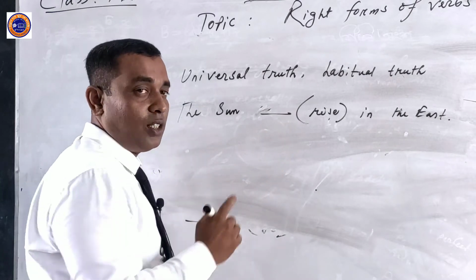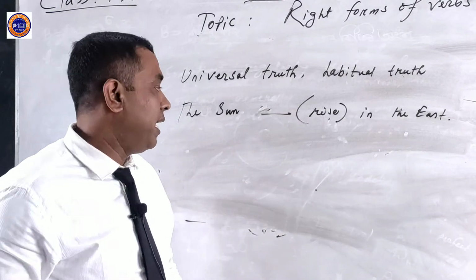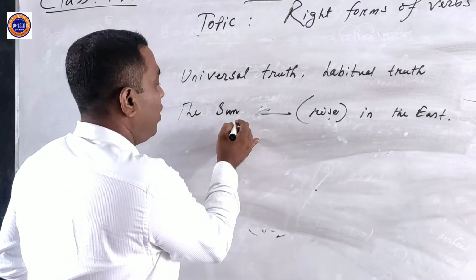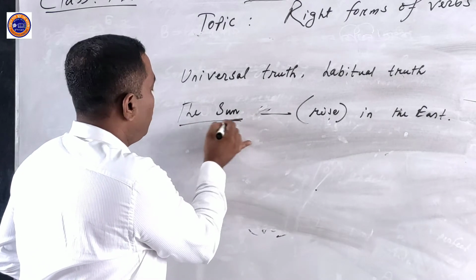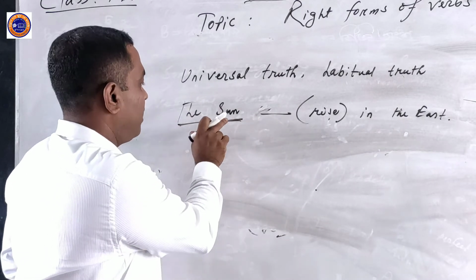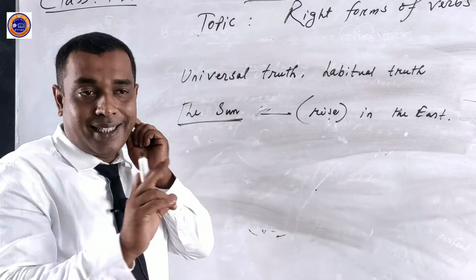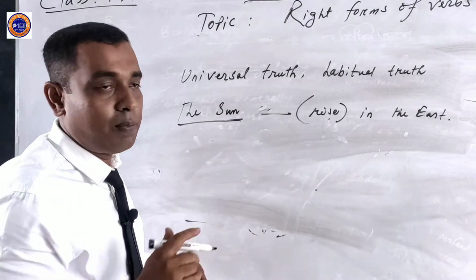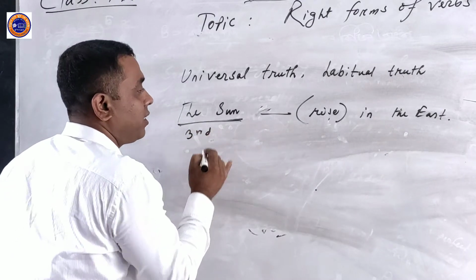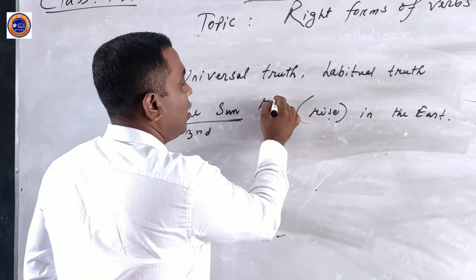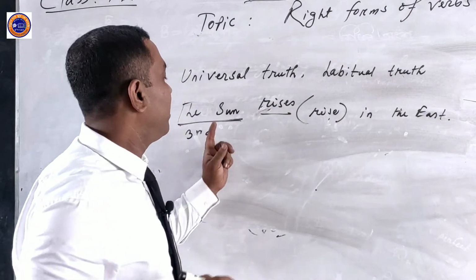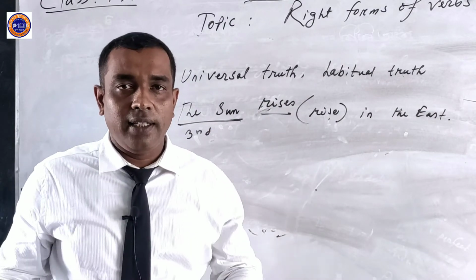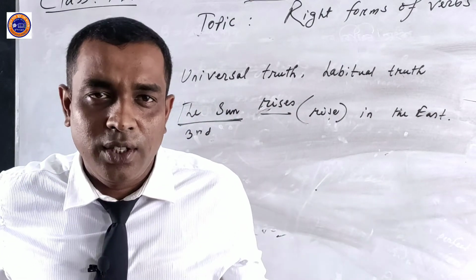So the sentence will be present indefinite tense, and you have to just ponder over the subject. You have to understand which type of subject is used here. The sun. So it is third person singular number. Third person singular number. Then you have to use S or ES. The sun rises in the east. I think it is very much clear and lucid to you.